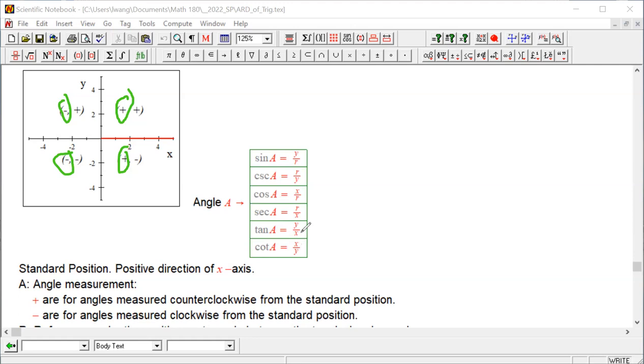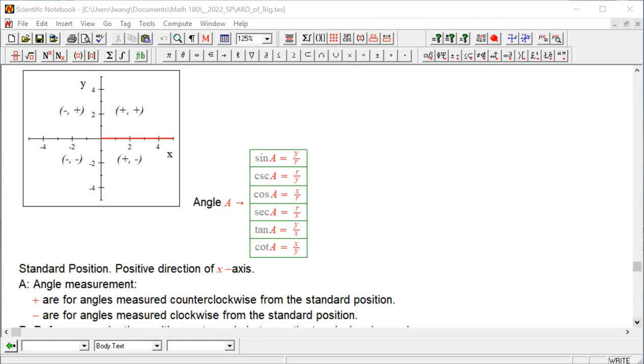Tangent and cotangent are reciprocal to each other. You basically do y over x or x over y. It doesn't matter whether it's x over y or y over x, it is going to give you the same sign. So positive divided by positive is positive. Positive divided by negative is negative. Negative divided by negative is going to be positive. Positive divided by negative is going to be negative. So that sign can be easily determined by the definition.